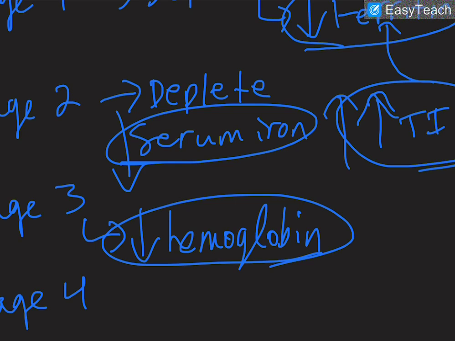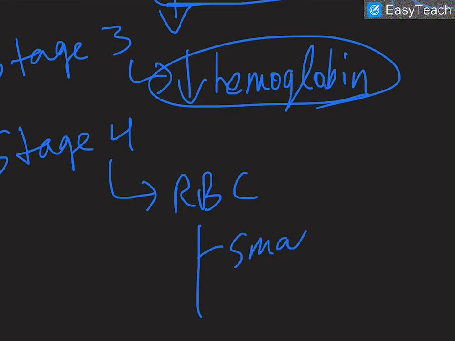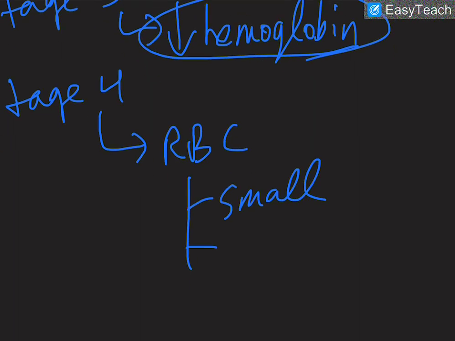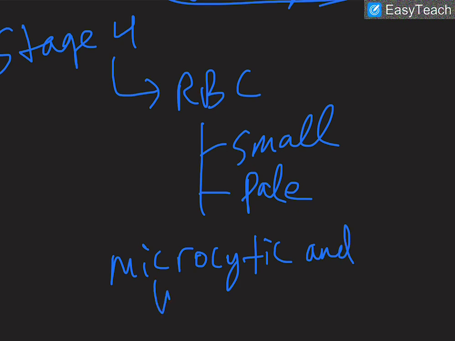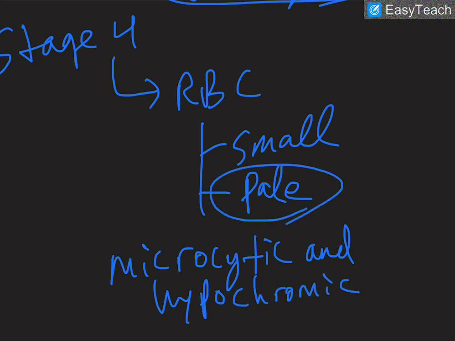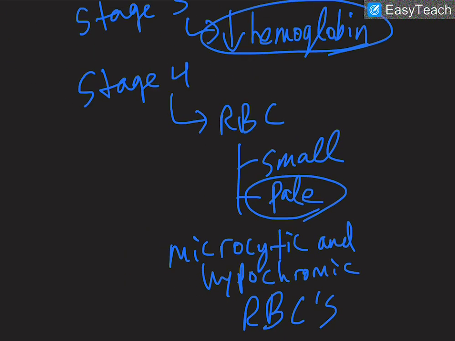So now you're going to be microcytic. And once you're microcytic, stage four is what you would expect: your red blood cells to be small, because they don't have enough hemoglobin anymore, and pale, also called hypochromic. So in iron deficiency anemia, what's the end result? Microcytic and hypochromic, because you don't have as much hemoglobin inside your red blood cells. So you get a pale appearance, which is what hypochromic means. That's the end result of iron deficiency.